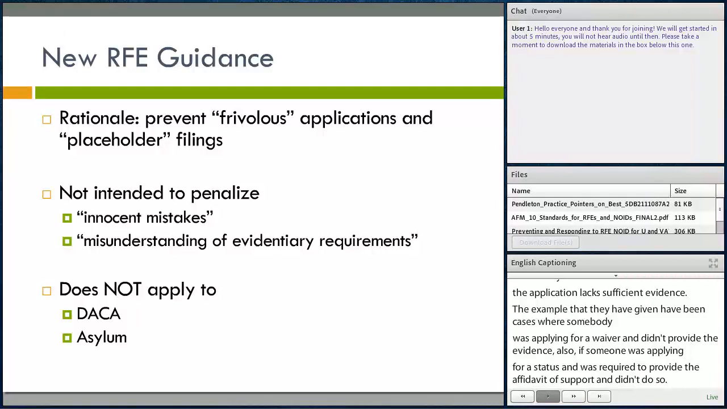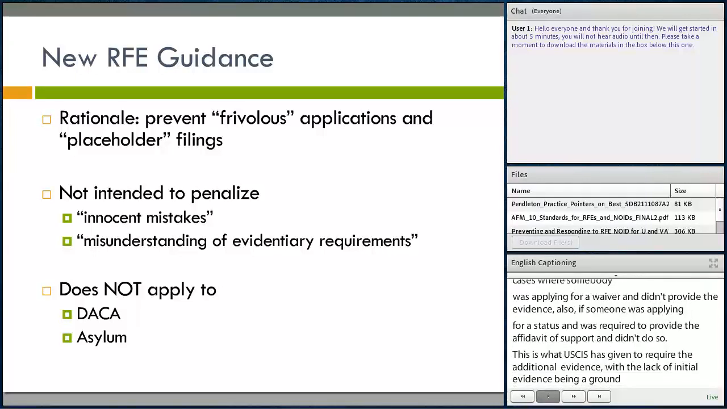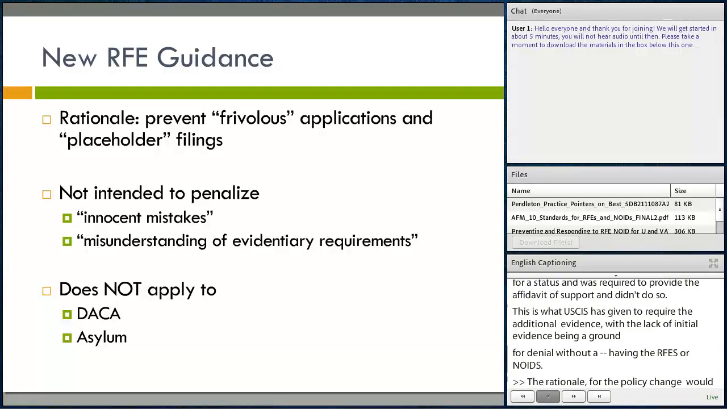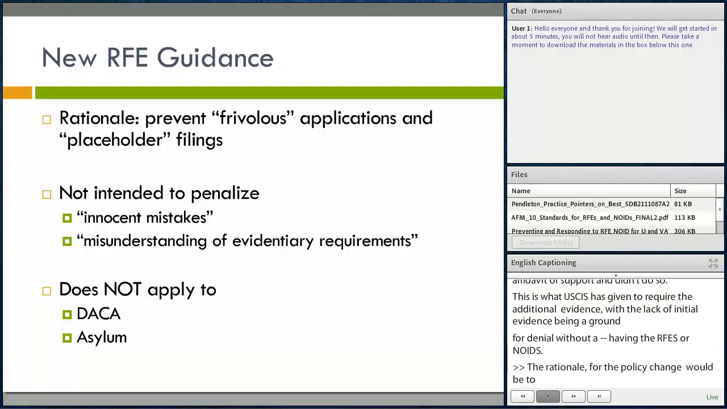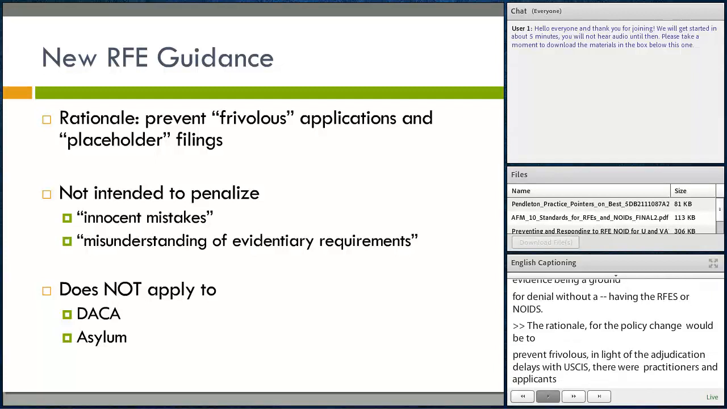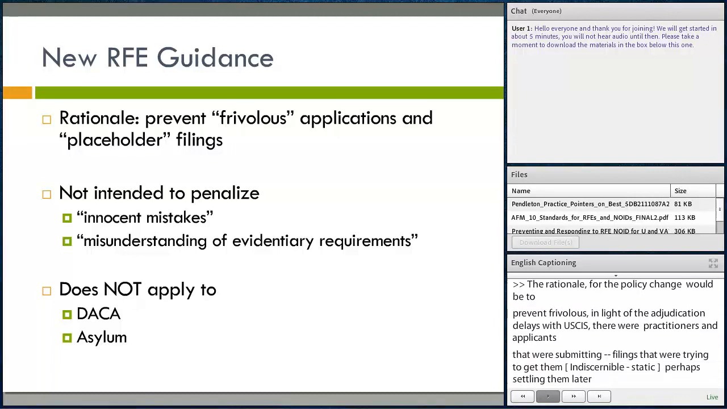And USCIS's rationale for this policy change has been to prevent frivolous and placeholder filings. The issue was that in light of the adjudication delays with USCIS, there were some practitioners and some applicants who were submitting skeletal filings to try to get themselves in line with the idea that they would be supplementing later, perhaps at the issuance of an RFE or potentially before. But USCIS is trying to discourage this practice, and they want people to be filing complete applications from the get-go.